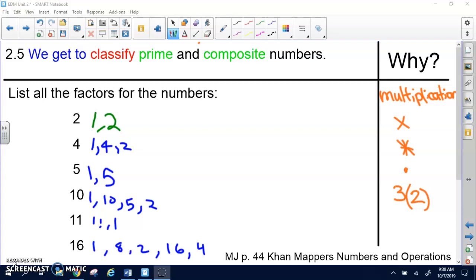Okay, you're probably asking yourself at this point, what are prime and what are composite numbers? Let me define those two ideas for you. What is a prime number, sir? It's a number that is only divisible by itself and 1. Yes. Did you notice, first of all, that all the numbers have 1 as a factor?